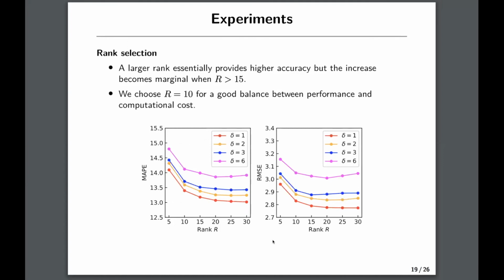As we know, our model is based on matrix factorization, so the most important parameter is the rank. We evaluated the model with different ranks in these two graphs. This is the MAPE and this is the RMSE. A higher rank can provide higher accuracy, but the increase becomes marginal. So we choose rank 10 for a good balance between performance and computational cost.